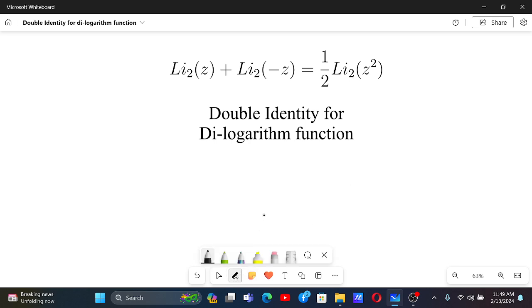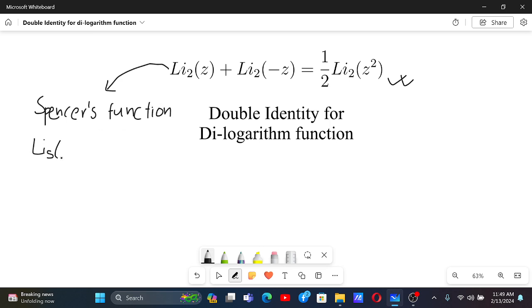Double identity for Di-logarithm function. So basically in this video we will try to prove this identity of Di-logarithms, and some of you might call Di-logarithm also Spence's function. Yeah, and this is just a special case of the polylogarithm function, Li_s of g, where s is 2. Now let's try to prove this.